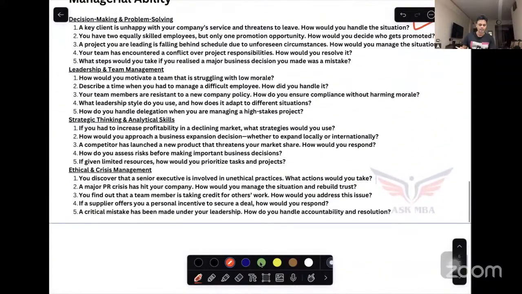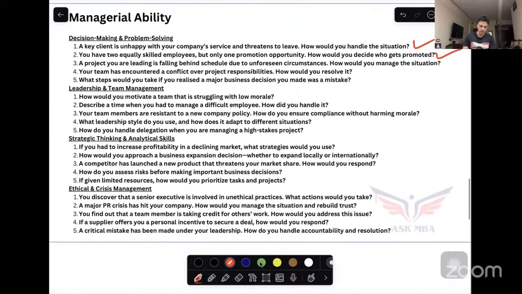Ethical and crisis management. One more topic is there. You discover that a senior executive is involved in unethical practices. What actions would be taken? A major PR crisis has hit your company. How would you manage the situation and rebuild trust? You find out that a team member is taking credit for others' work. How would you address this issue? If a supplier offers you a personal incentive to secure a deal, how would you respond? A critical mistake has been made under your leadership. How do you handle accountability and resolution?